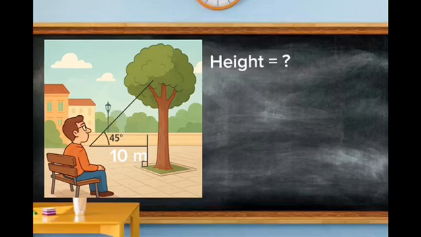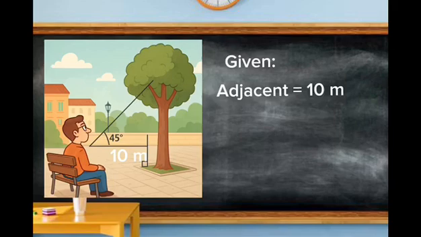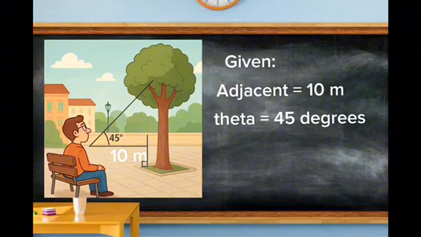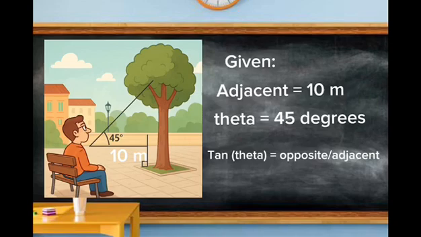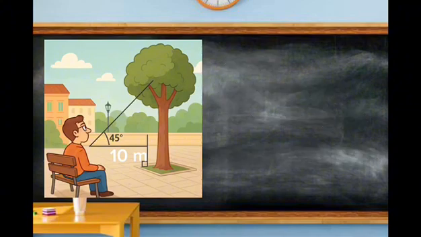Now, to answer this question, we will first state the givens. We have given 10 meters, the distance from the tree to your position, and we also have the given angle, which is equal to 45 degrees. And we will just substitute into the formula: tangent theta is equal to the height over the 10 meters, or tangent theta is equal to the opposite over the adjacent. So this becomes tangent 45 degrees is equal to the height over 10 meters.